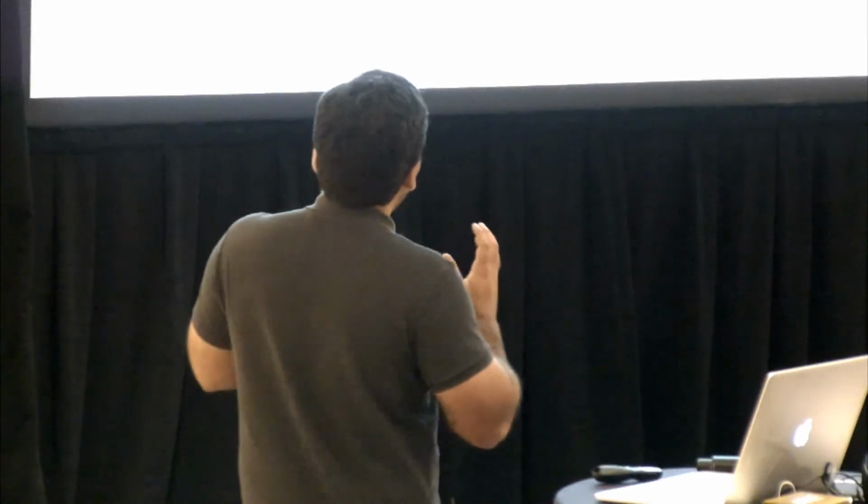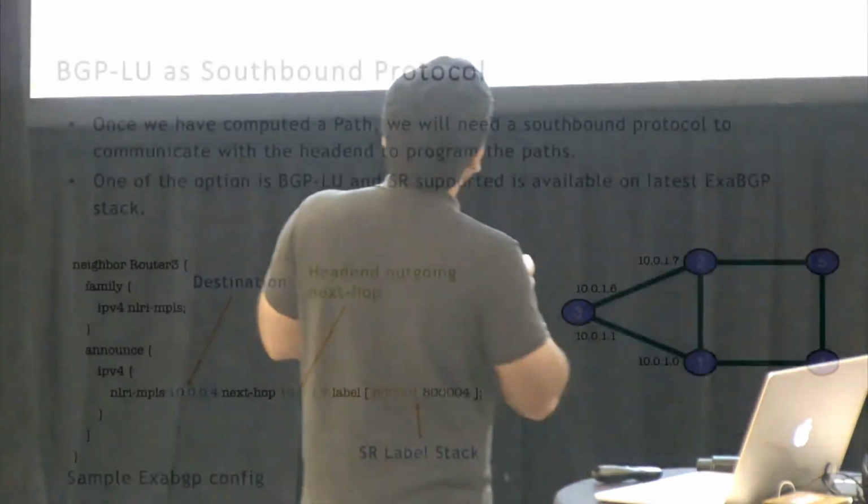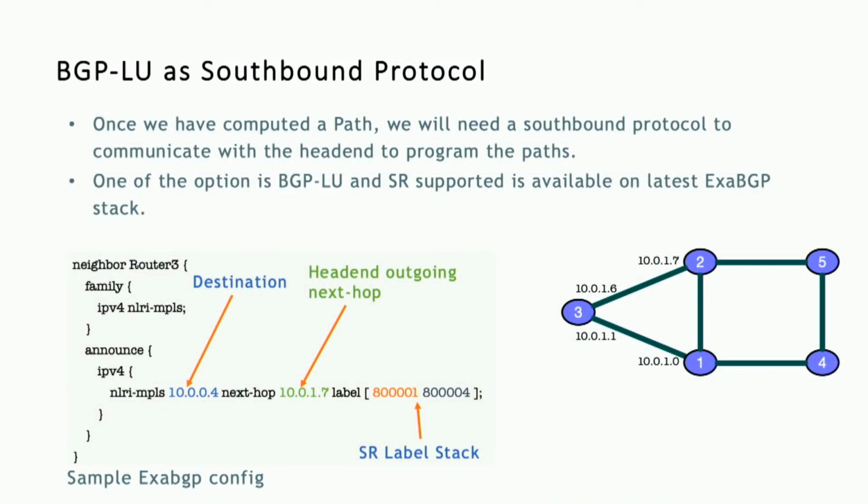This is how a config looks in XRBGP if you want to send that label stack. On the right, I have 10.0.0.4, which represents the destination of the router. Let's say we want to send the path 3.2.1.4. That's the path which we want to send, right?